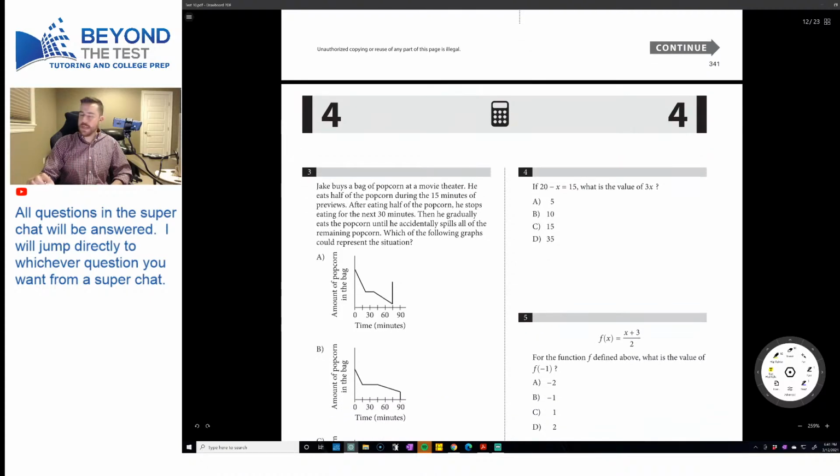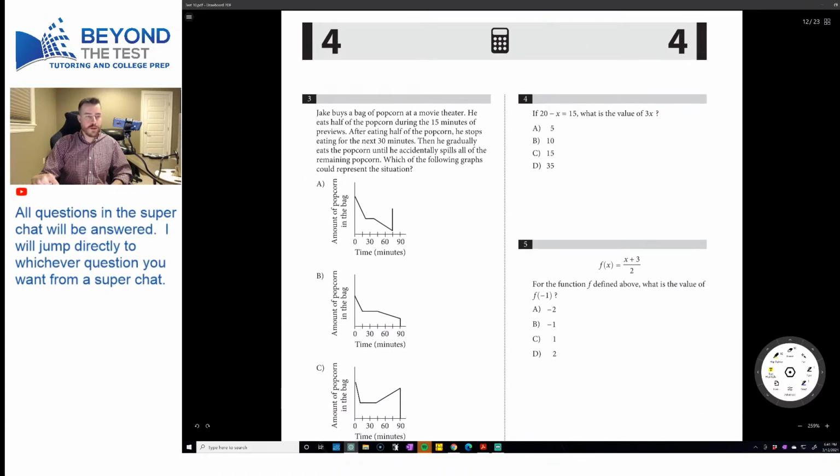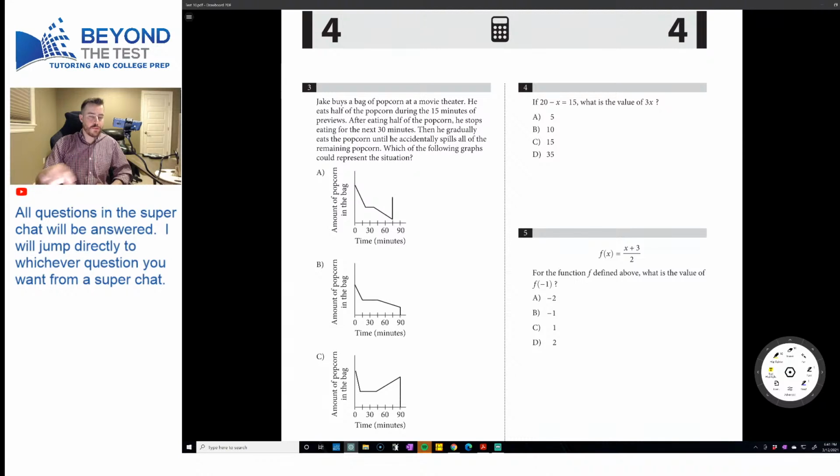All right, then we have 3 here. It says Jake buys a bag of popcorn at the movie theater. He eats half the popcorn during the 15 minutes of previews. Kind of sounds like me. After eating half the popcorn, he stops eating for the next 30 minutes. Then he gradually eats the popcorn until he accidentally spills all the remaining popcorn. Oh man, poor Jake over here. He's not having a good movie experience. Which of the following graphs could represent this poor man's situation?